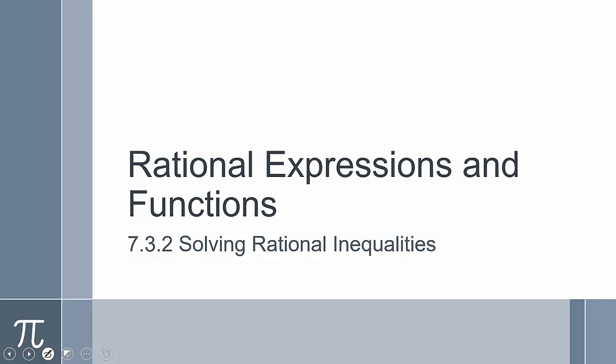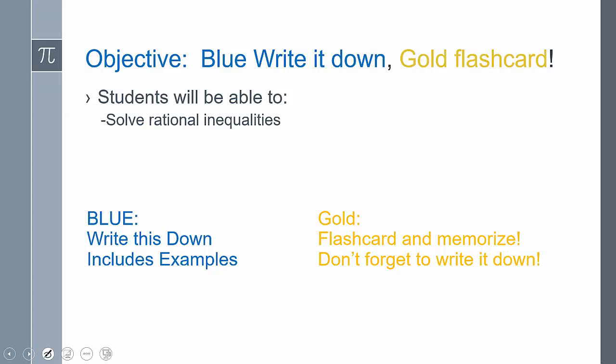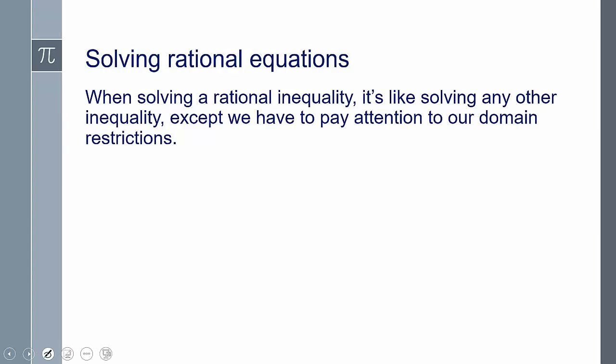This is section 7.3.2. We're going to be solving rational inequalities. Now remember, a rational inequality is just like any other inequality. We have a number line, we test true and false. We need to see where it's going to be. The only thing is now we have to pay attention to our domain restrictions.